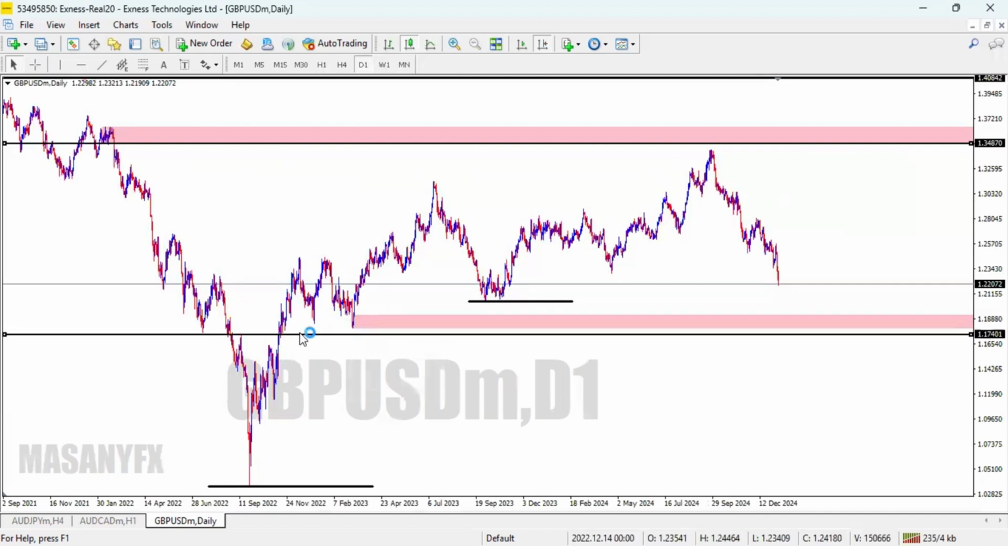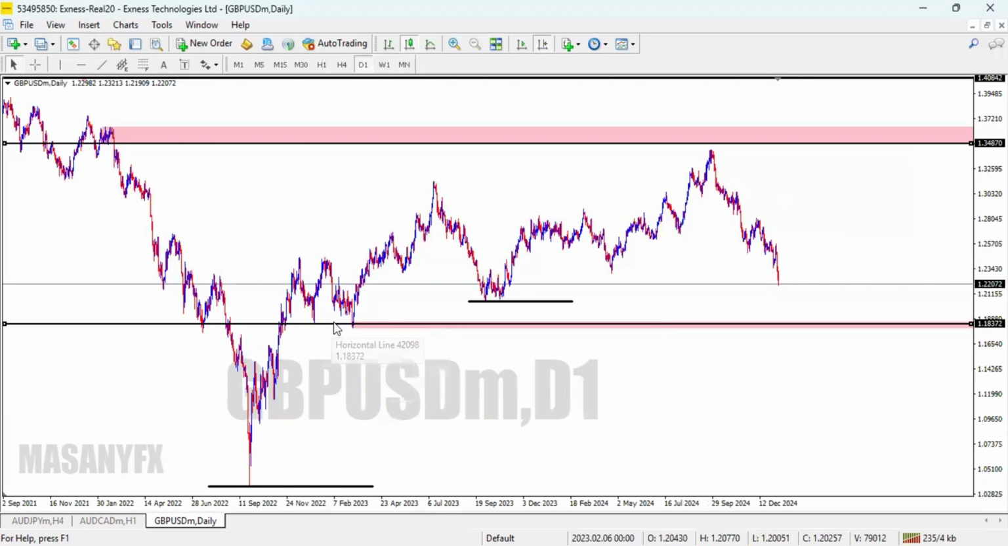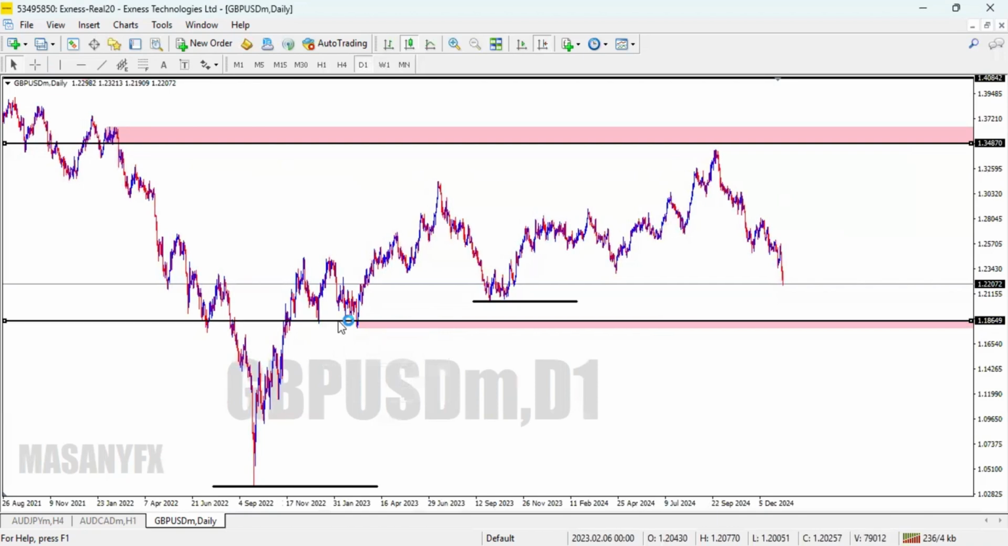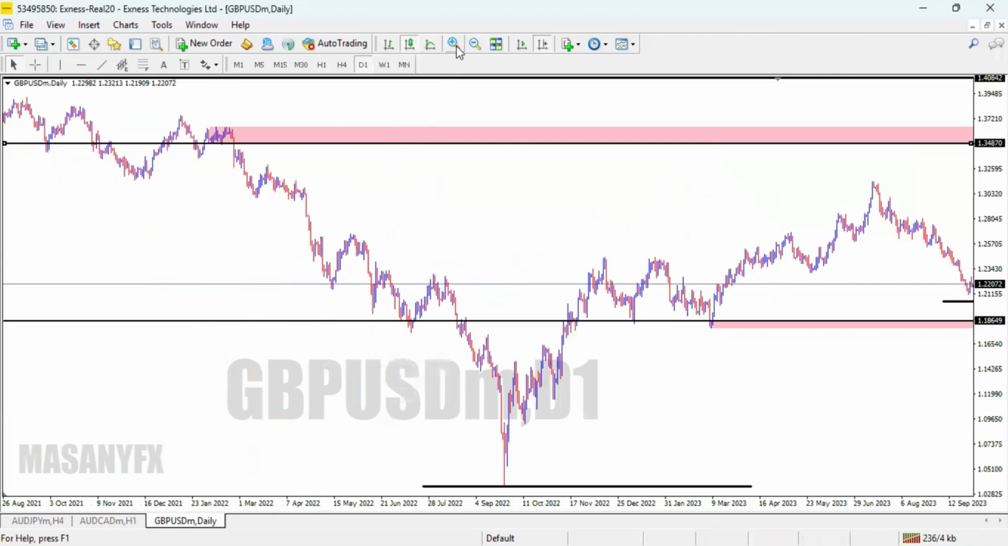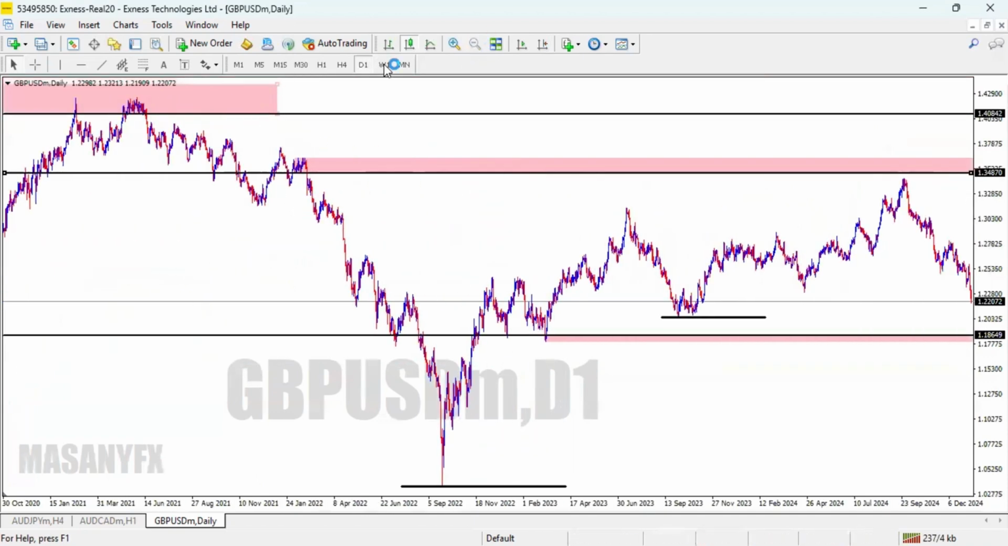So this is a very important SMP, but you can refine it by placing it here. Why are we looking for buying opportunities? Because EURUSD must come back to this fresh supply zone. That's why we are looking for buying opportunities.